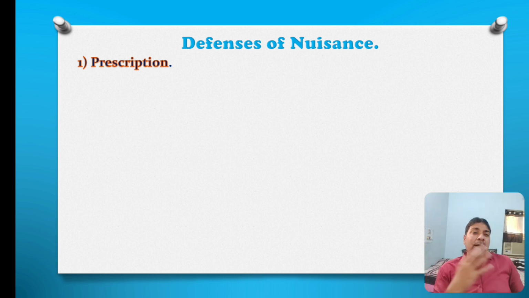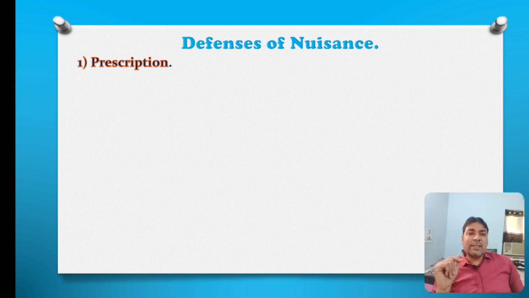As we have discussed, if the plaintiff wants to win his case, he must prove the essentials of nuisance. If he proves the essentials, then only the defendant will be held liable and the plaintiff will get compensation. But if the defendant wants to avoid his liability, he will be entitled to take the available defenses. By taking a defense, he can avoid his liability.